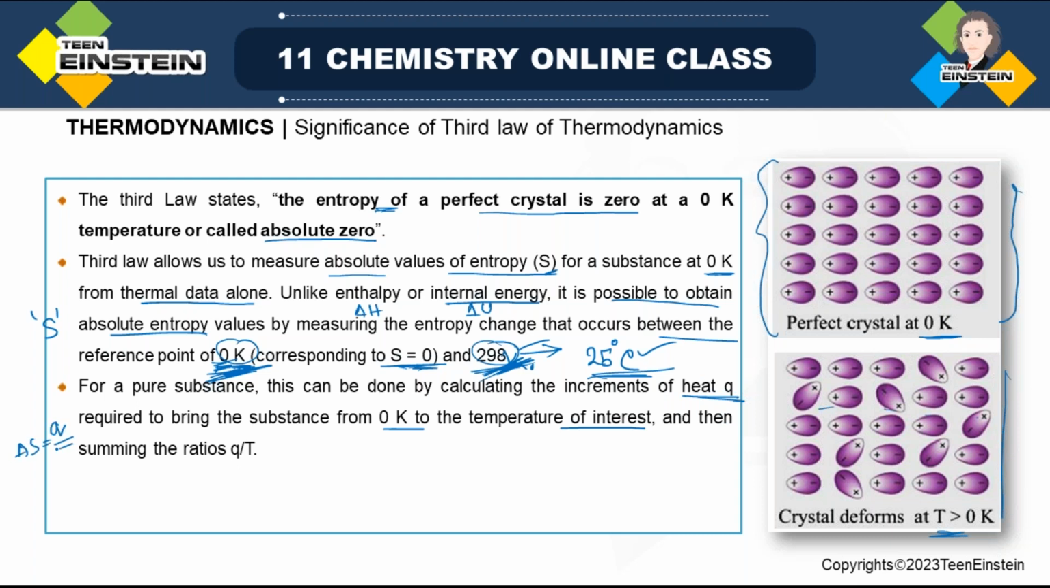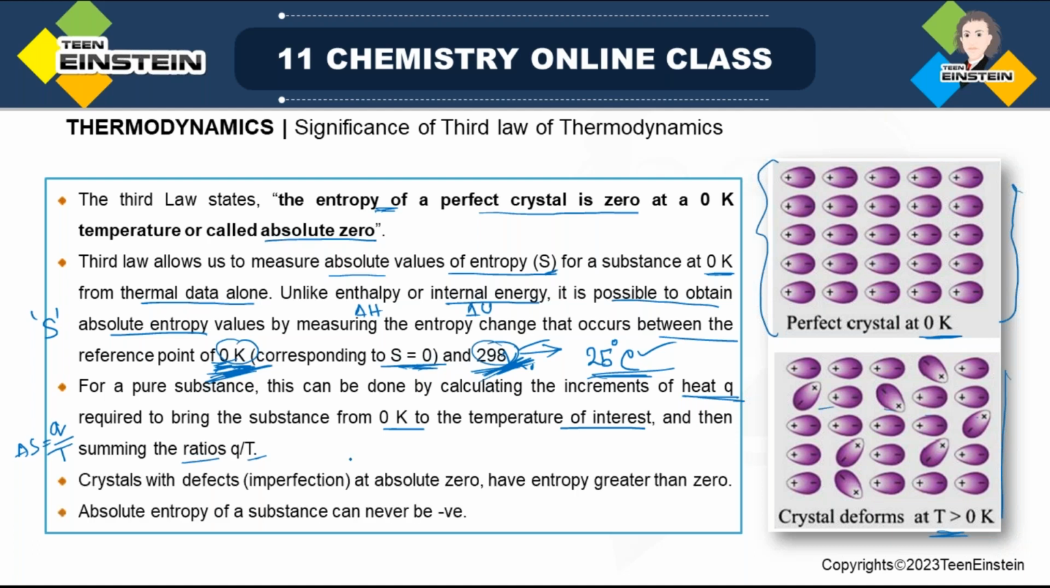We write it like this. So you just need temperature and the increment in heat that is required to bring the substance from 0 to the temperature at which you want to measure absolute entropy. So then summing the ratios of Q by T, we can get the absolute value of entropy.